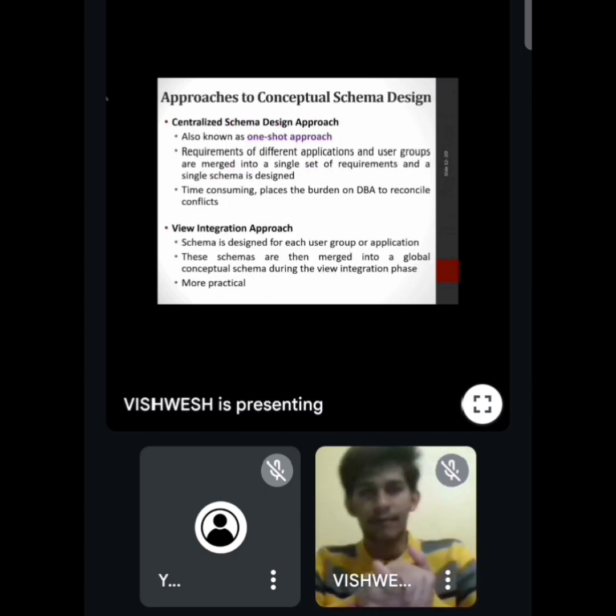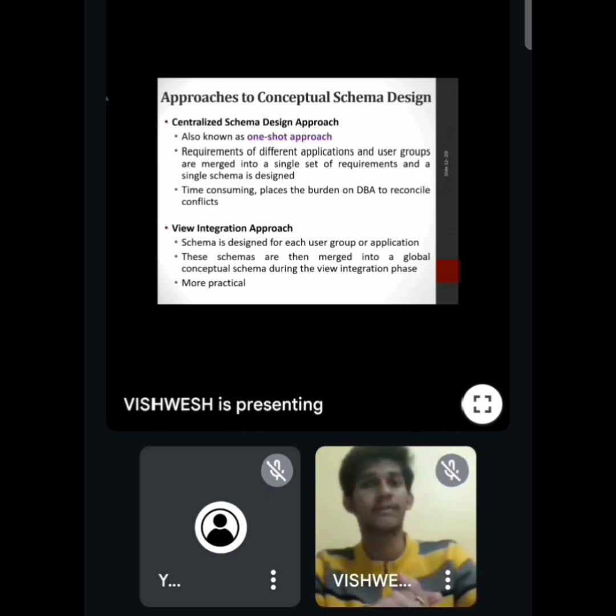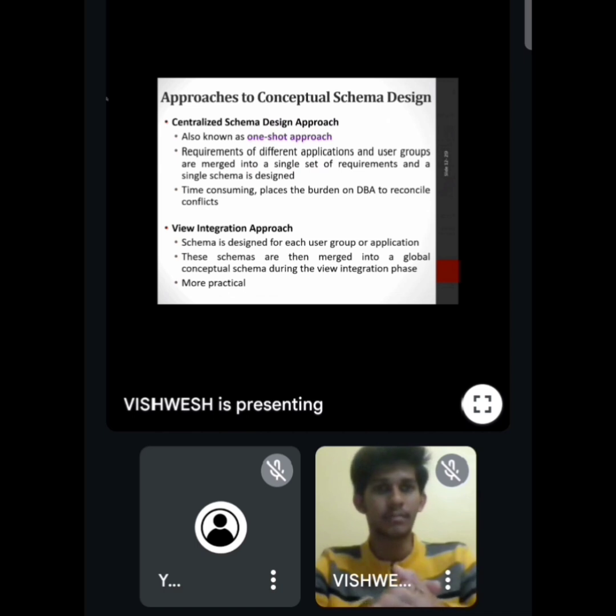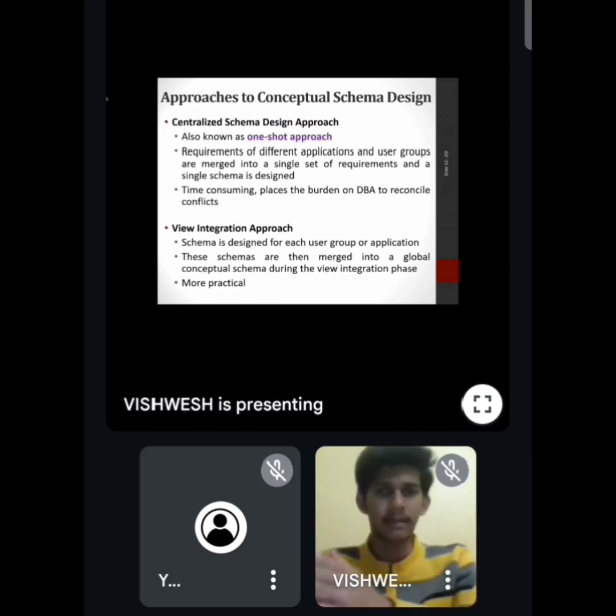Then we have two types of approaches in conceptual schema design. The first one is the centralized schema design approach, also known as the one-shot approach. The requirements of different applications and user groups are merged into one single set of requirements, and then a single schema is designed. But in the second one, the view integration approach, the schema is designed for each user group first, and then the schemas are merged into a global conceptual schema during the view integration phase.